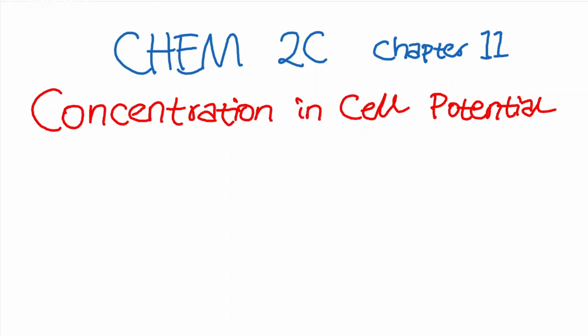Hello guys, welcome back to another video on cell potential, Chem 2C, chapter 11. In the previous video we talked about the standard reduction potential, and one important thing to know about those is that when we talk about standard in chem, it usually means at 25 degrees Celsius, which is the standard temperature. This time around it's also at 1 molar. So the cations in the cell potential are at 1 molar and 25 degrees Celsius.